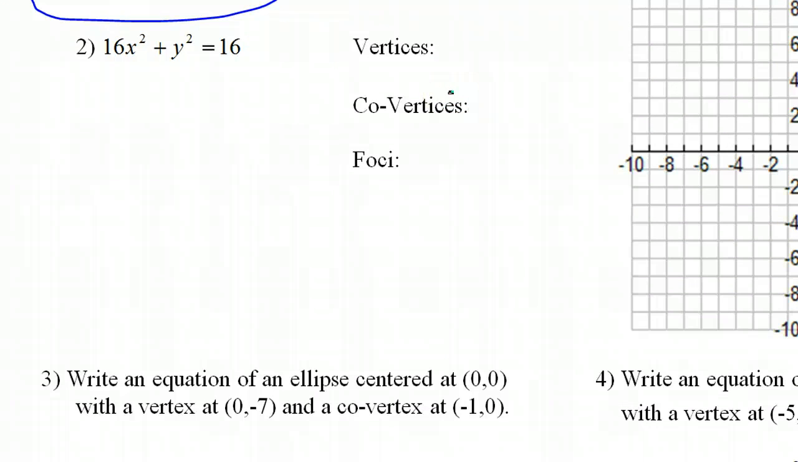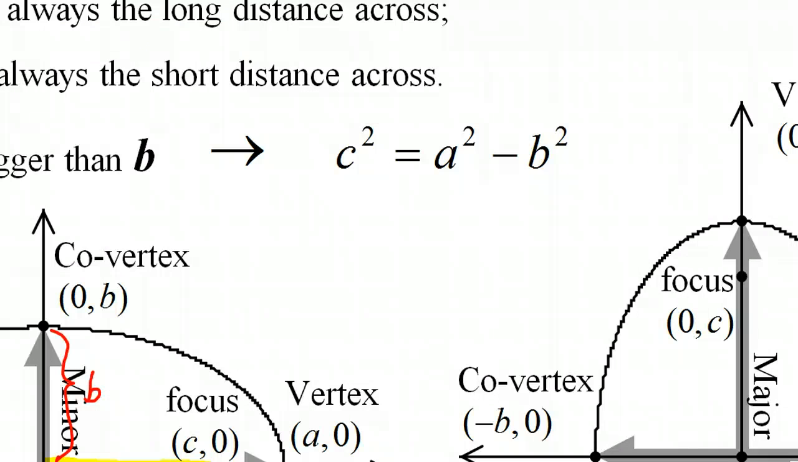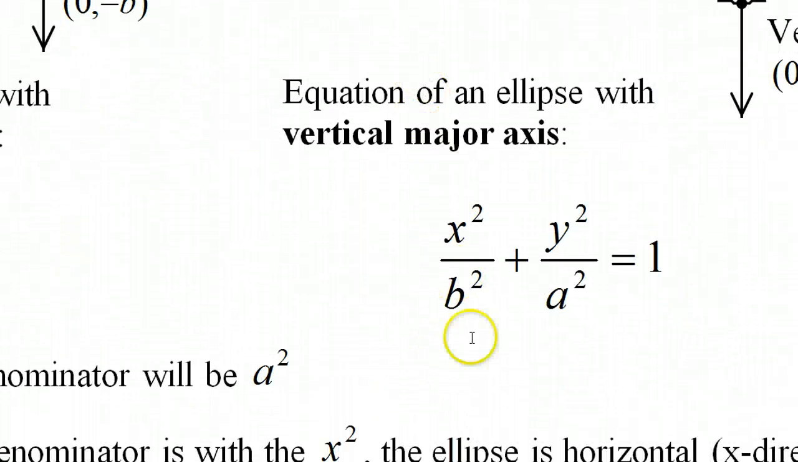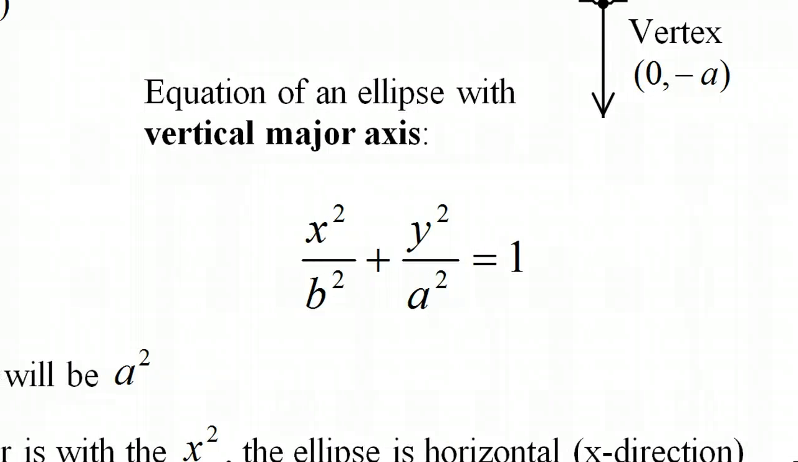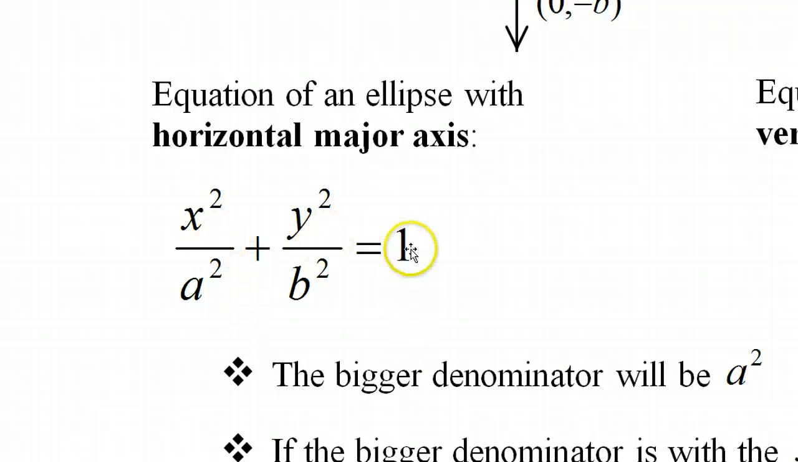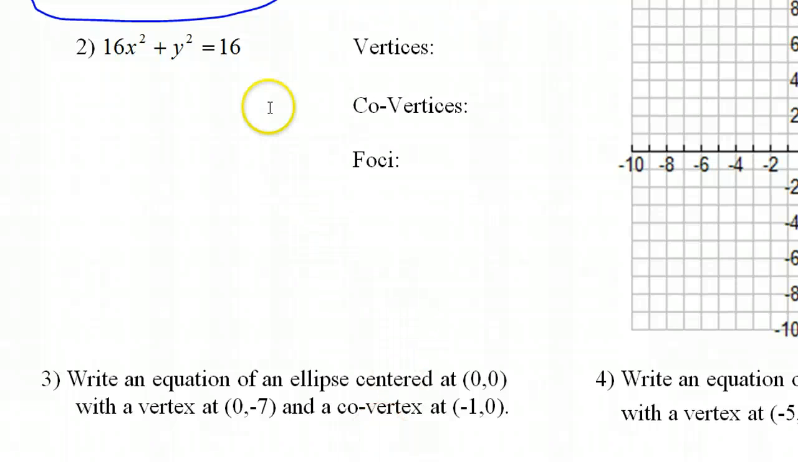Number 2. In problem number 2, again, looking back at the standard form equation for an ellipse, you notice that in either case, regardless of whether the big number is under the y or the x, standard form, we always have it set equal to 1. So let's go ahead and rewrite this problem in standard form. If we know we need it to be equal to 1, then that means we're going to have to divide by 16, won't we?